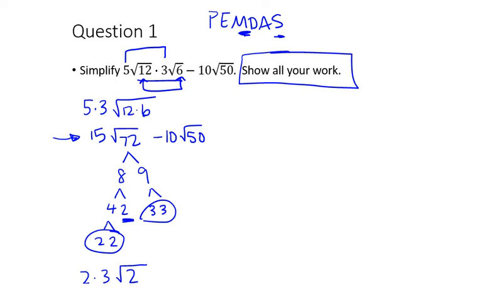But you cannot, I repeat, you cannot forget about our 15 that was out front from the beginning. We need to go ahead and put that 15 back out front here as well. So now I have 15 times 2 times 3 out front, which is going to give me 90. So I have 90 root 2. This whole part here, this 15 square root of 72, simplified to 90 root 2.